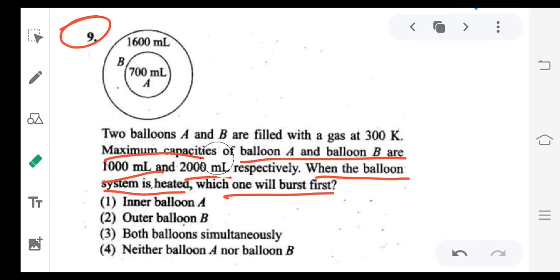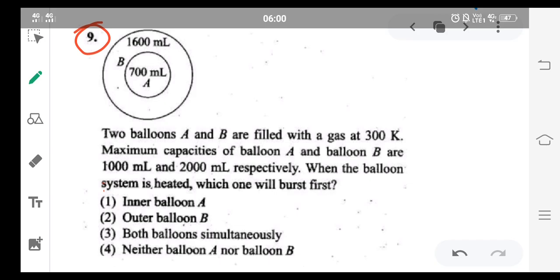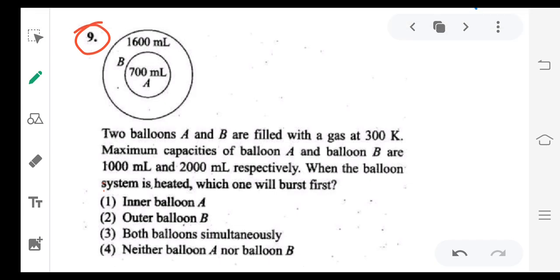Next, ninth question. Now they have given two balloons, balloon A and balloon B. Balloon A is inside, balloon B is outside. These balloons are kept at 300 Kelvin. They have given the maximum capacity of balloon A and balloon B. Balloon A can extend up to 1000 ml, balloon B can extend up to 2000 ml. If they extend more than that, they will burst.